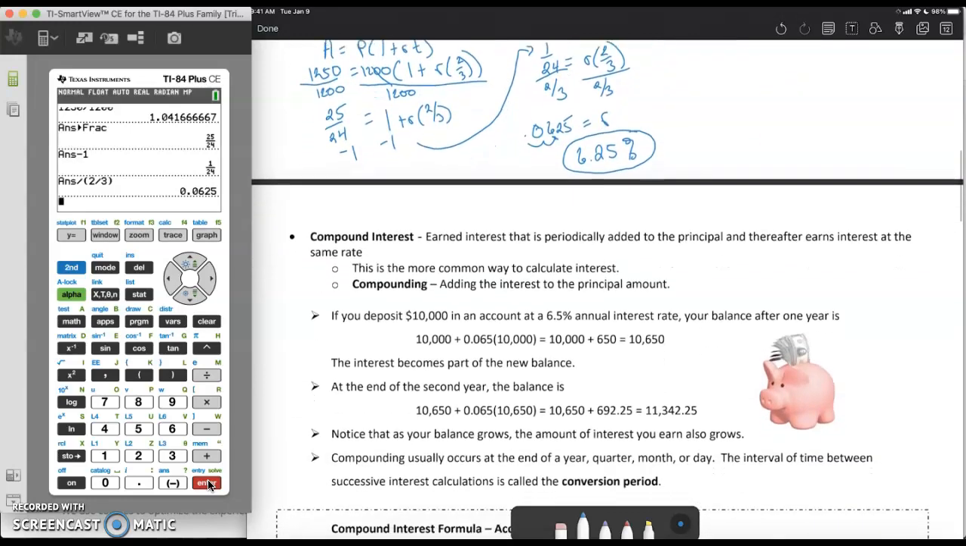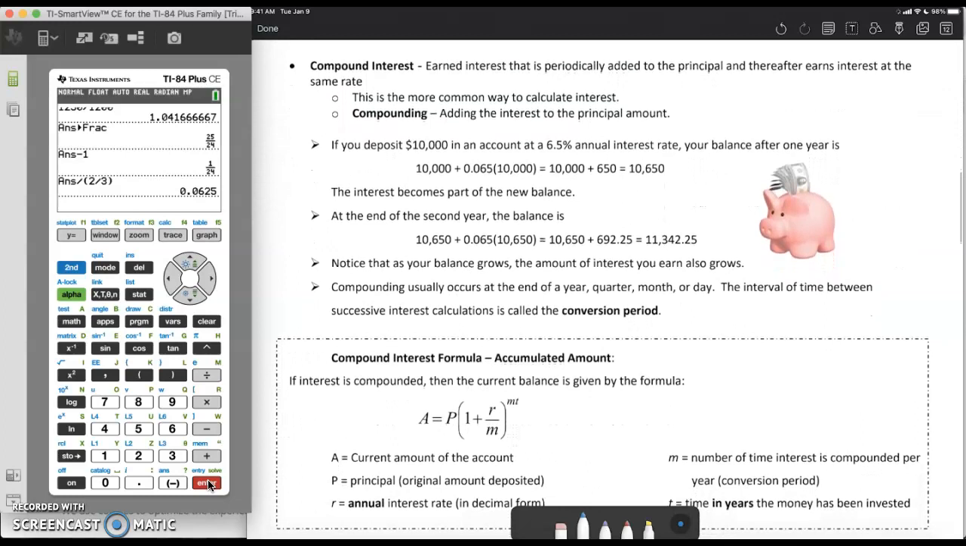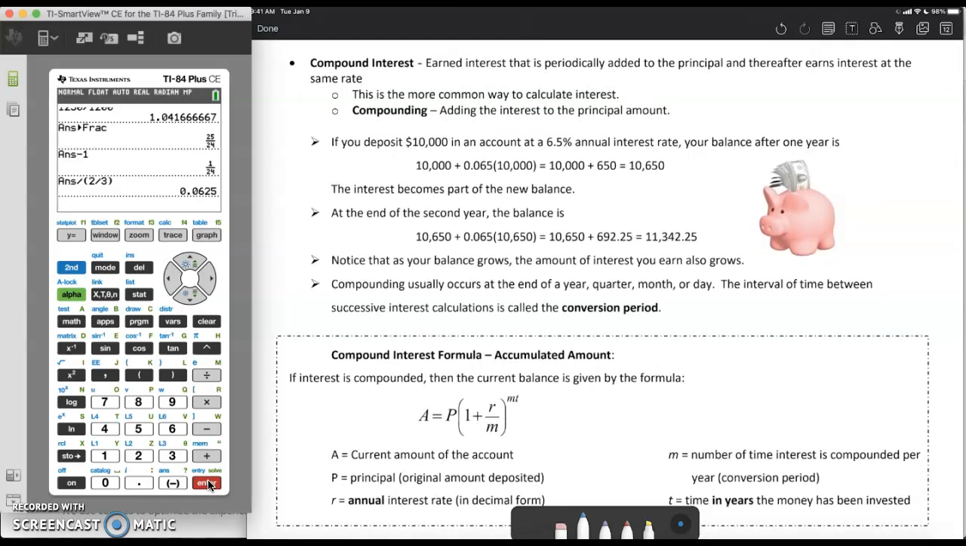Moving along from simple interest into the idea of compound interest. So this is more applicable really in the real world if you're investing money in a bank or something like that. Because with compound interest, you're going to earn your interest and it's going to be periodically added to the principal. And then your interest is going to earn interest and be added in, and then that interest will earn interest and be added in. So this is the more common way we do this. Compounding is the word for when they actually add the interest onto your account.